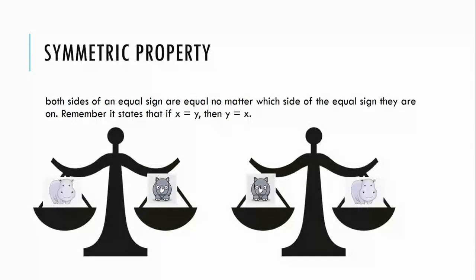Let's talk about the symmetric property. That's where if both sides are equal, no matter which side is equal, you can switch. Remember that states that if x equals y, then y equals x. So let's say on the scale on the left-hand side, the little baby hippo weighs just as much as the baby rhinoceros. Now, if we go to the next scale, the baby rhinoceros weighs just as much as the hippo. So if x equals 5, 5 equals x.